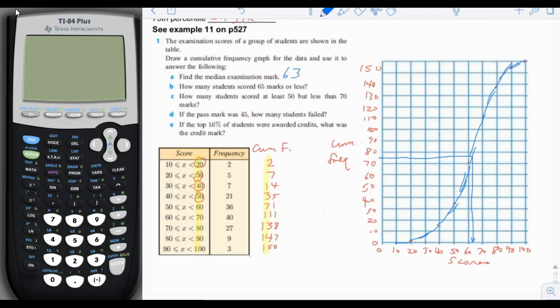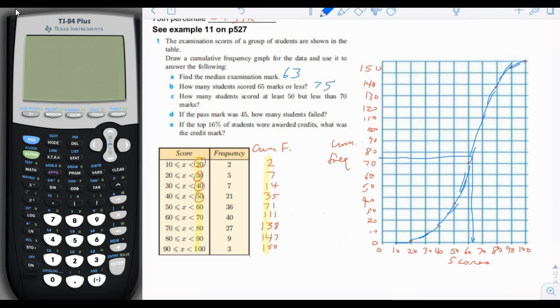How many students scored 65 or less? I would say 65 is about the median score, which is 63, right? So maybe we would say that it would be half the students. So half the students would be 75 students, right?